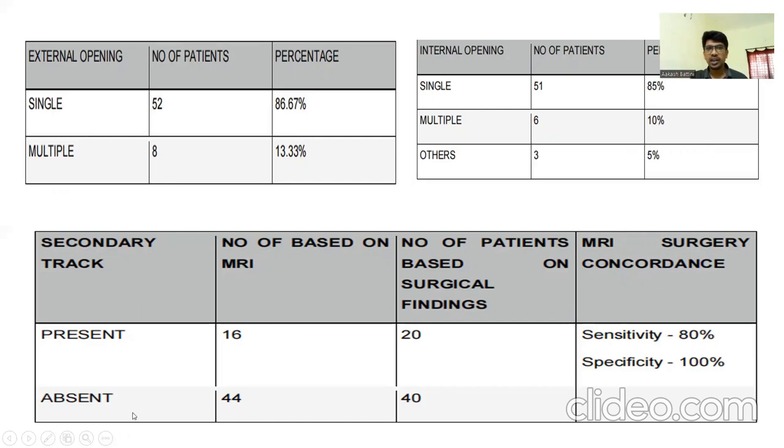Secondary tracts are present in 16 patients and absent in 44 patients. Number of patients with secondary tracts based on surgical findings are 20 and absent are 40. MRI surgery concordance is 80% sensitivity and 100% specificity.